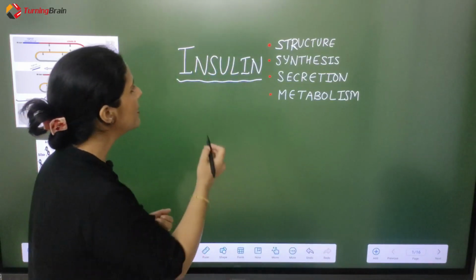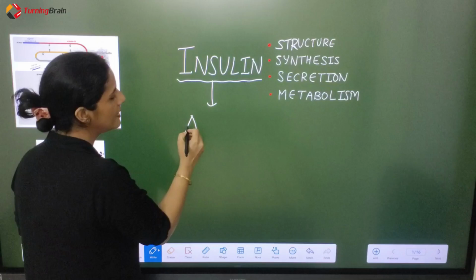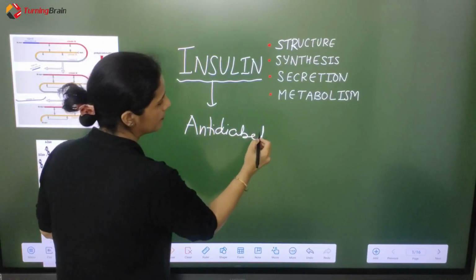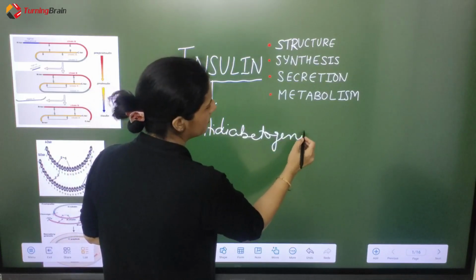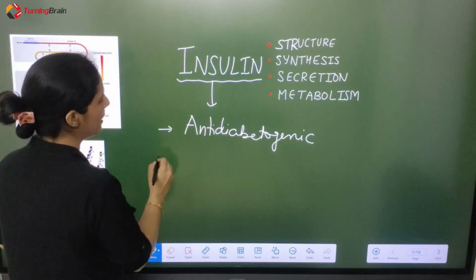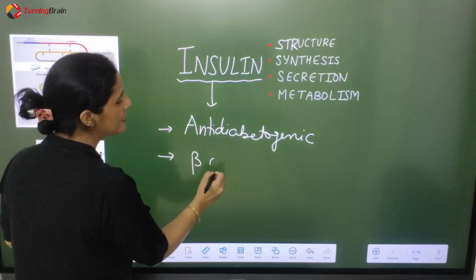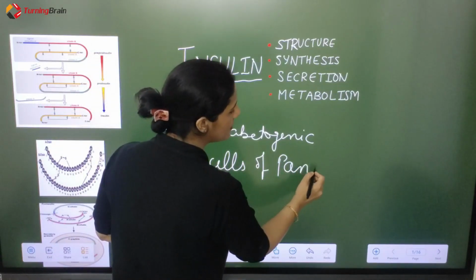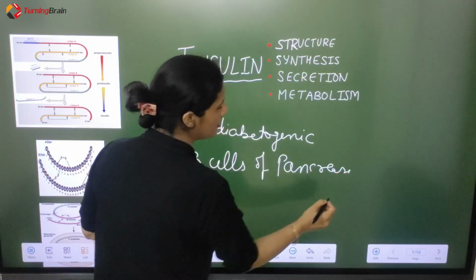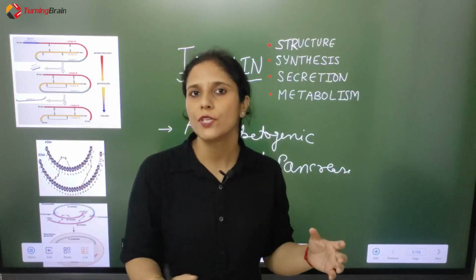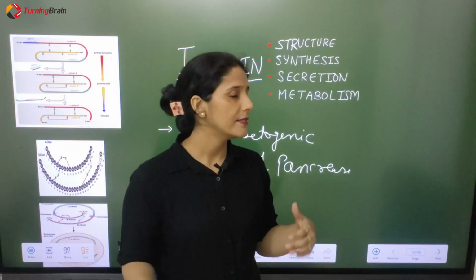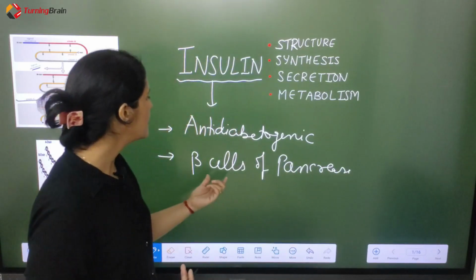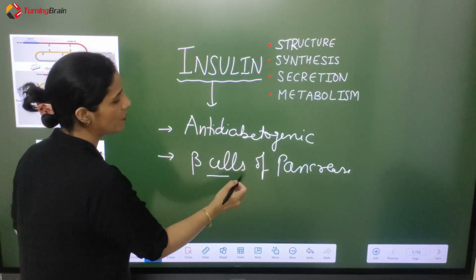Okay, so insulin is an important hormone and it is anti-diabetogenic. It is secreted from beta cells of pancreas. So we have pancreas in our abdomen just near to the first part of duodenum, okay, and this is a retroperitoneal structure, means it is behind the peritoneum, and this is secreted from beta cells of pancreas.